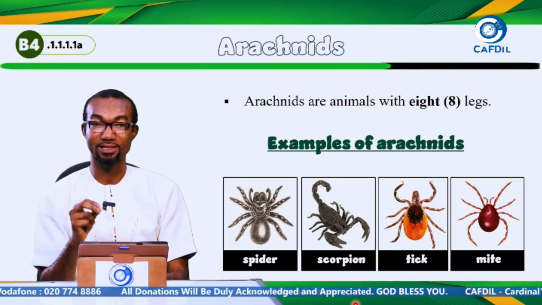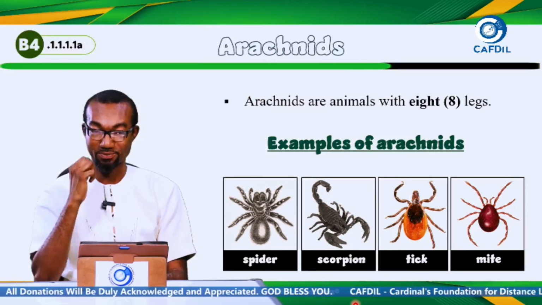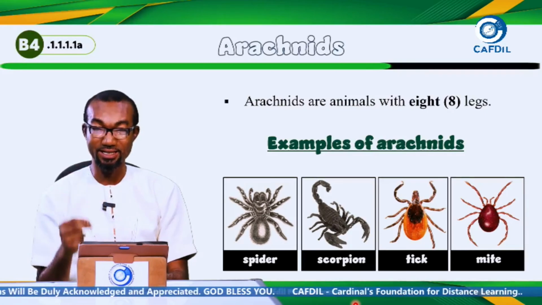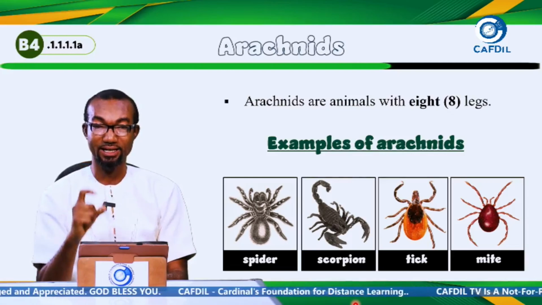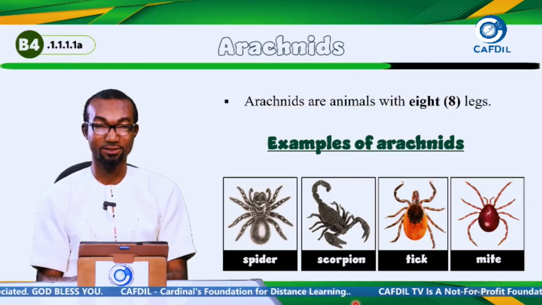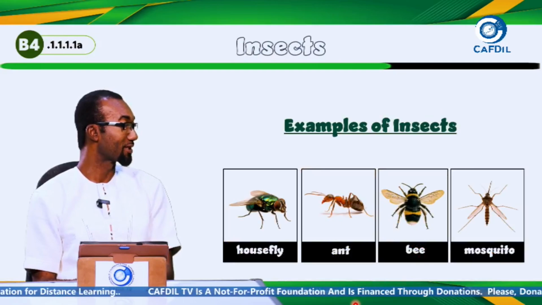Whilst insects have 6 legs. So note the difference. A spider is not an insect but rather an arachnid because of the 8 legs spiders possess. Good. Now we have come to the end of lesson 1 on insects. So let's do a recap of what we learned today.